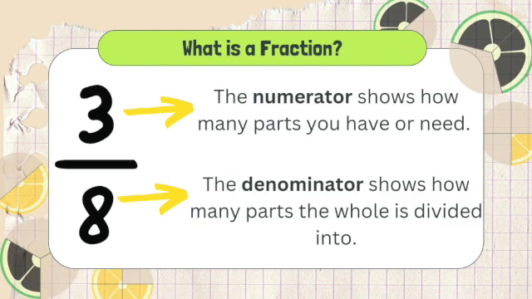To give more context, let's say I baked a cake, and I cut the cake into 8 pieces. That's how many parts the whole is divided into. The cake is divided into 8 parts. The numerator, let's say I have to share this cake with someone named Sally. The 3 represents how many parts I have or what I want. So I have 3 parts out of the 8.